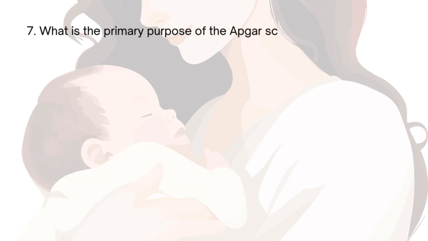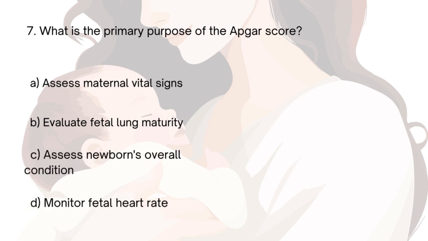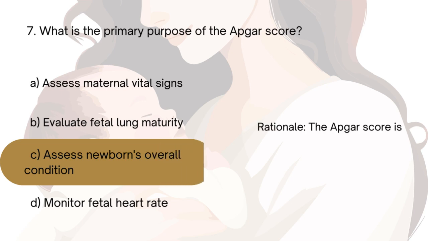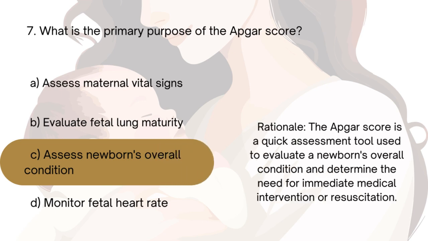7. What is the primary purpose of the APGAR score? A. Assess maternal vital signs. B. Evaluate fetal lung maturity. C. Assess newborn's overall condition. D. Monitor fetal heart rate. Rationale: the APGAR score is a quick assessment tool used to evaluate a newborn's overall condition and determine the need for immediate medical intervention or resuscitation.